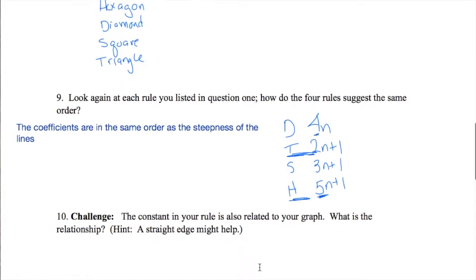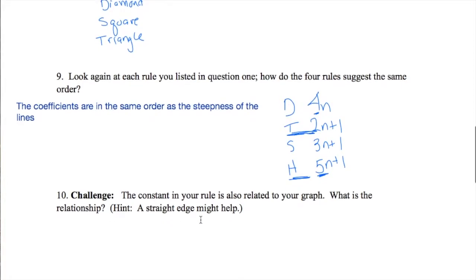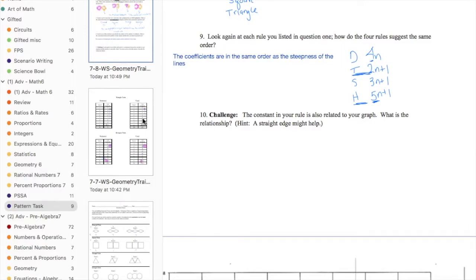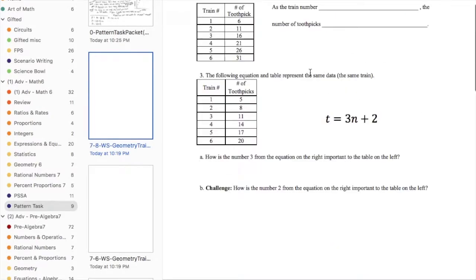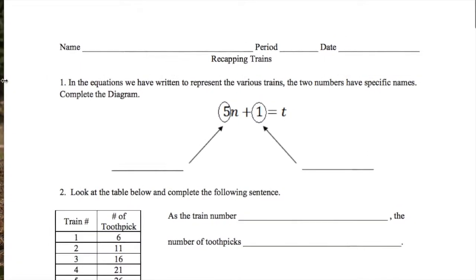Okay, so the constant is also related to your graph. Again, that's another challenge. I'm going to leave that up to you. Hint, a straight edge might help. Interesting. Continue to think about that. Okay, so this might be a place where you get to take down notes about this, but if you do get a little bit further, the next lesson to look at is, let's see, this page. Okay, so it's a little bit of a recap of what we've said here, and it's kind of setting us up to make some connections going forward.